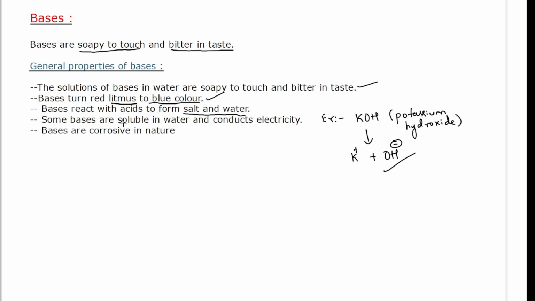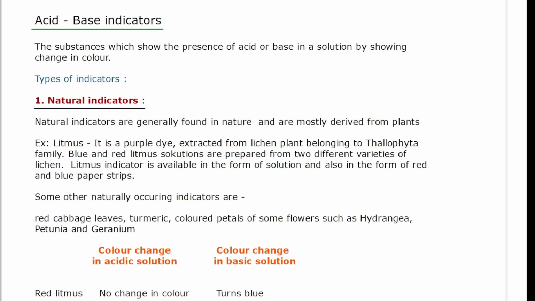As acids are corrosive in nature, in the same way bases are also corrosive in nature. Sodium hydroxide, potassium hydroxide, these are highly corrosive. This is some of the introduction about bases. There are different examples for bases like magnesium hydroxide, calcium hydroxide, potassium hydroxide, sodium hydroxide, etc.